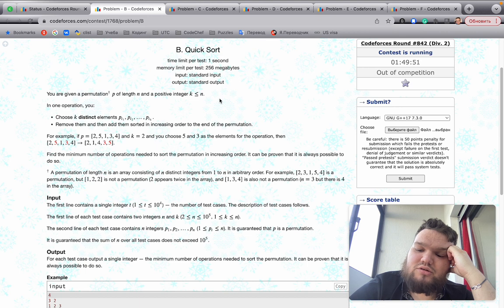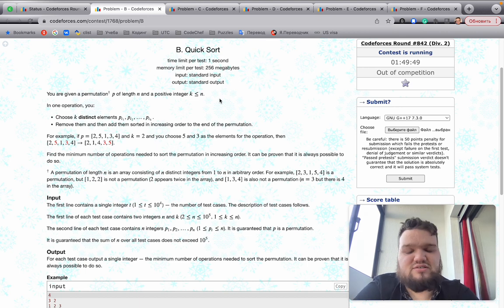How can we make sure that it will be actually sorted in the end in that many operations? Well, let's just, in the first operation, take numbers from m plus 1 to m plus k, and make the operation with them. What will happen? We will take them out, sort, and put in the end.